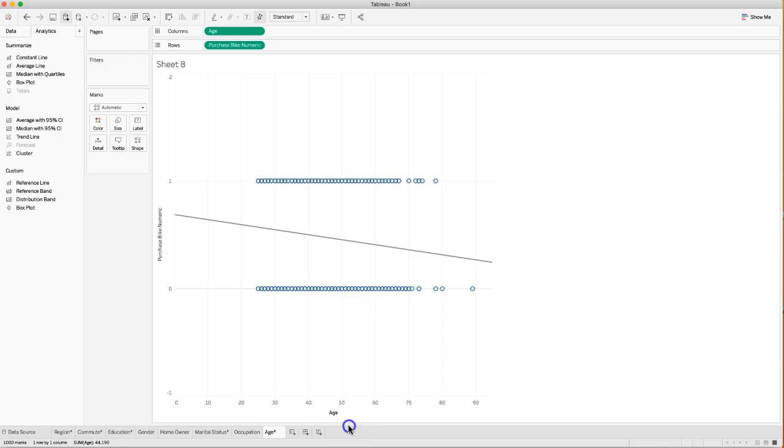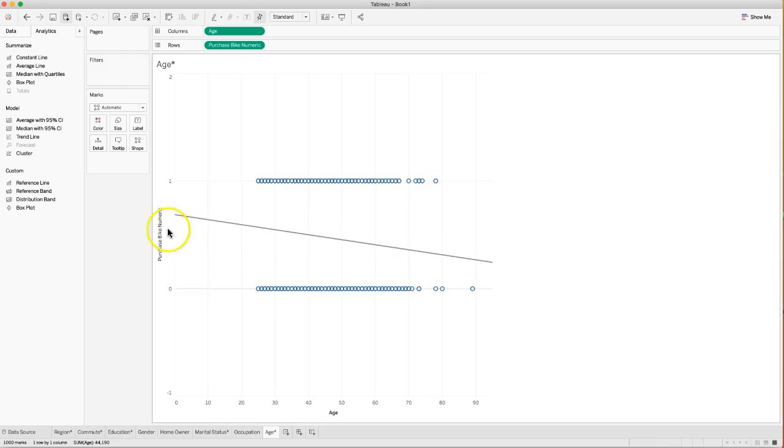Now, being older or younger isn't by itself a reason to buy a bike. Rather, it's other factors, like as age goes up, maybe I have fewer kids, they grow up and move out, and I don't have a reason to buy them bikes anymore. That could be one explanation. But we want to come up with theories or explanations for why we're seeing what we're seeing, and remember those.